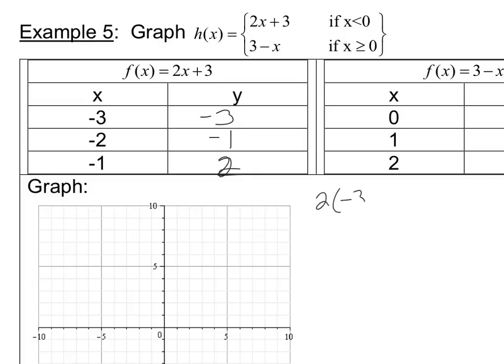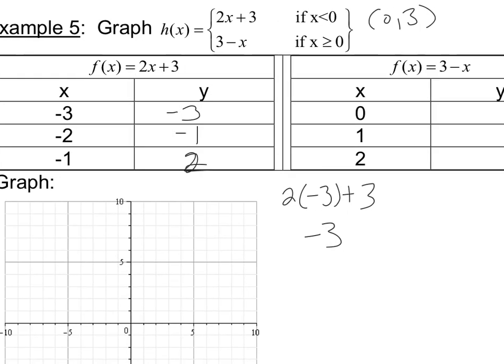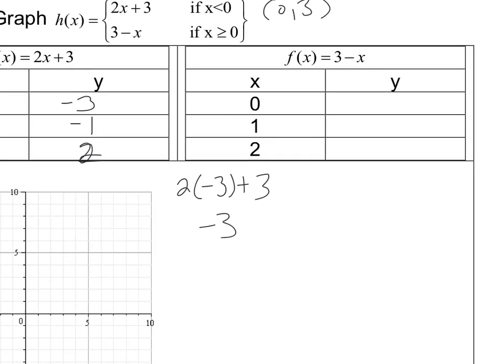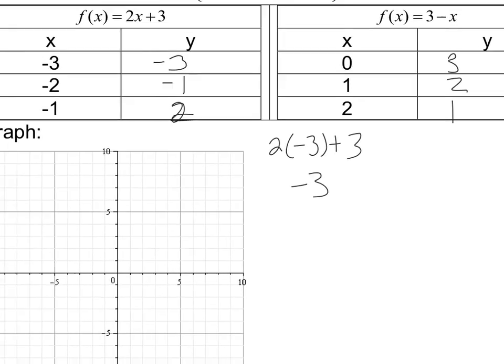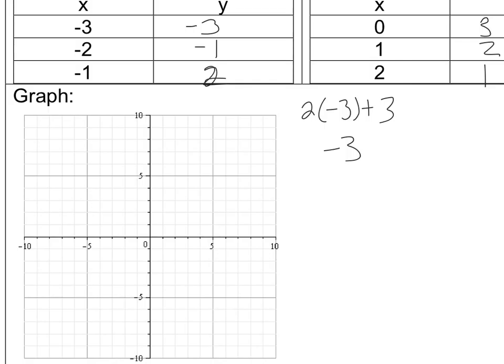Okay, so again what I did was 2 times negative 3 plus 3, negative 3. Okay? But don't forget, we still need to worry about the 0 there. So if we did, we'd have the point 0, 3. Okay? Now, let's take a look at the next table. Plug in the 0, you get 3. Plug in 1, you get 2. Plug in 2, you get 1. Okay, so now we have all these points we have to graph. So I have negative 3, negative 3.